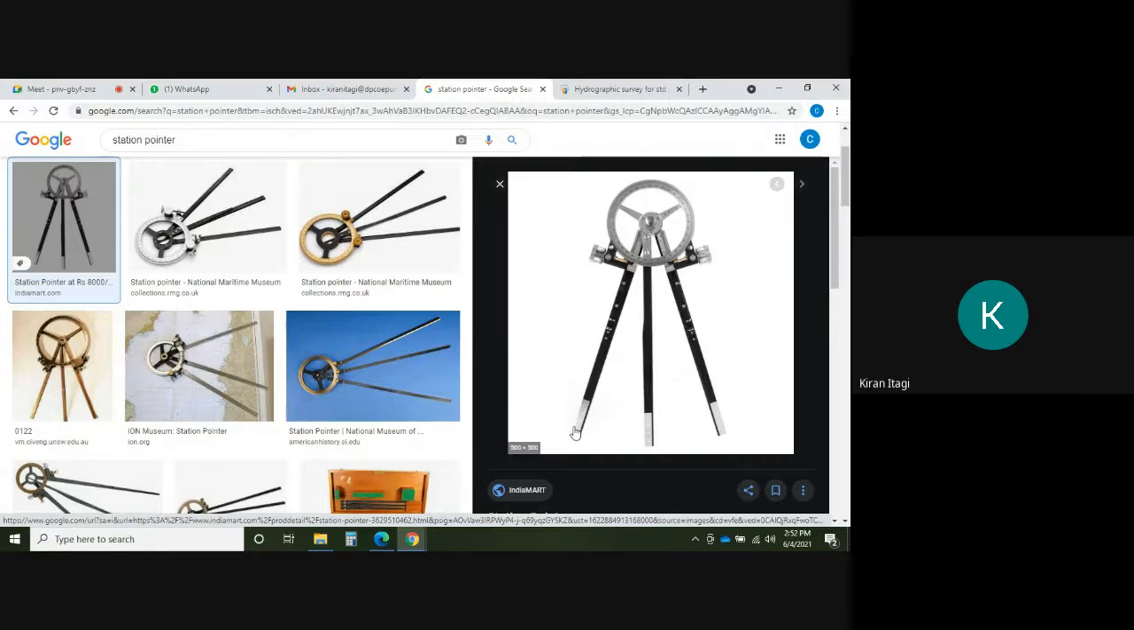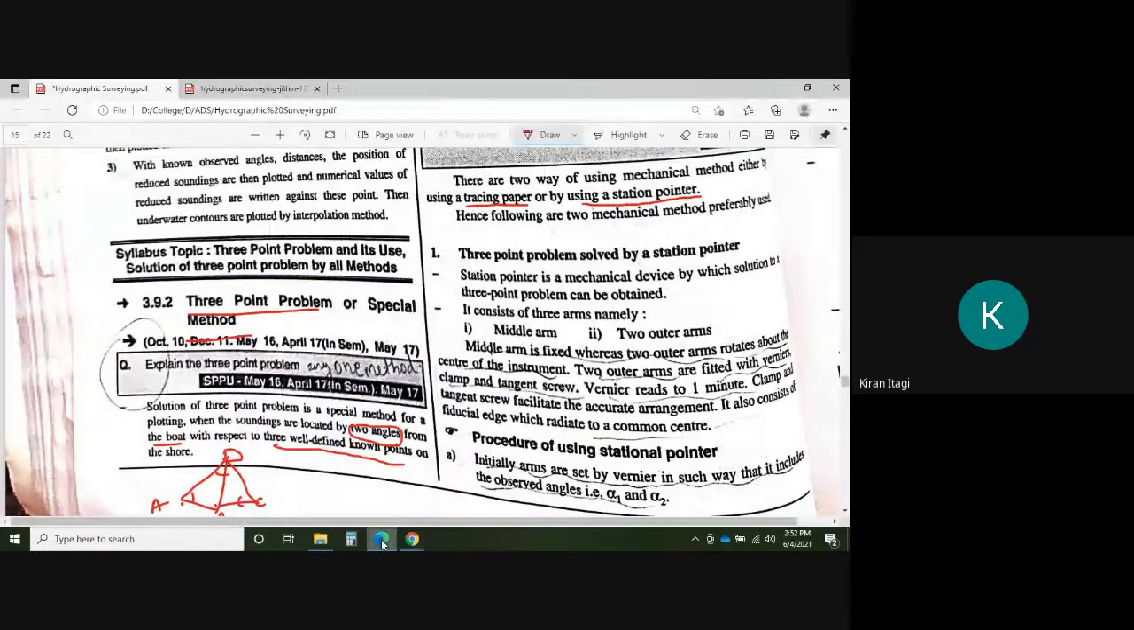What you should do is keep this line on A station, keep it on B station, and keep it on C station, and adjust some scales here with respect to the angles. So directly you will get the P point here. So the 3-point problem can be solved by a station pointer. Just now I showed the figure, that is the station pointer. The station pointer is a mechanical device by which the 3-point problem can be solved.